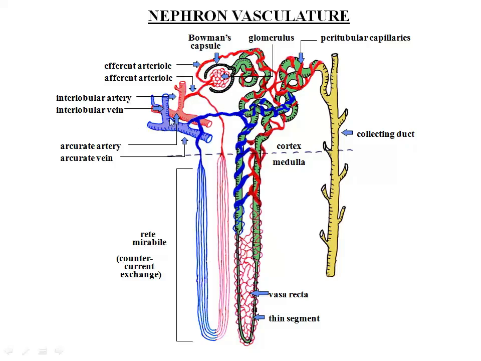So when the interlobular artery produces a branch and that branch goes into the glomerulus, that entering artery is called the afferent and the leaving artery is called the efferent. The one which comes out of a glomerulus is efferent, and the one which goes inside the Bowman capsule forming that glomerulus is called the afferent.